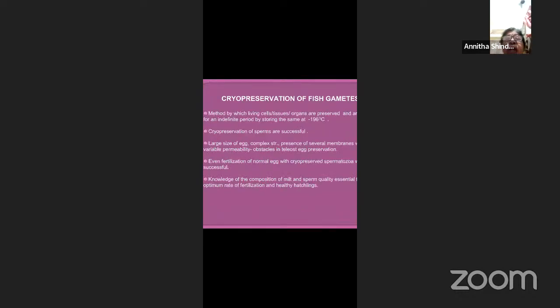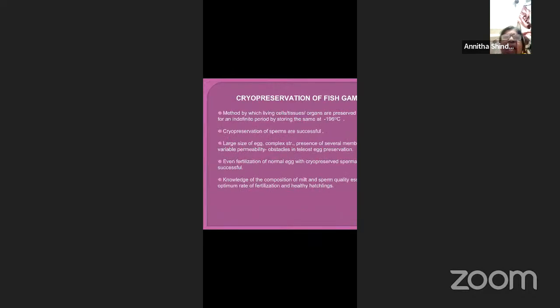Okay, are you able to see now? Now the next chapter is cryopreservation of fish gametes. So in your syllabus you have this chapter. What do you mean by cryopreservation? Preservation is nothing but preserving. We have talked about the fish seed, how to collect the fish seeds by using different nets and all those things. Once you collect those seeds, how to preserve them?